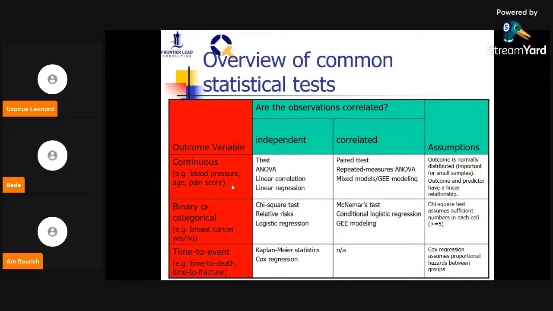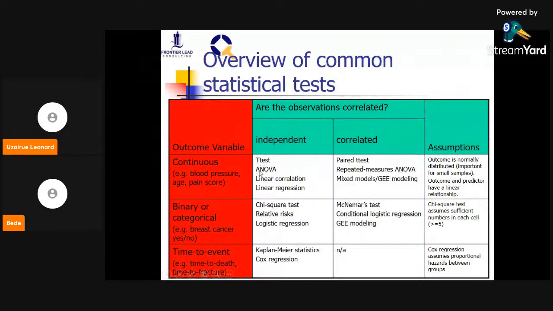Now, the next thing that you need to ask yourself is, are the observations correlated? If they are independent, then you do t-test, ANOVA, linear correlation, then linear regression. Now, we already talked about the conditions to do a t-test. If it's one group, you do a one sample t-test. If it's two groups and normally distributed, you do a two sample independent t-test. But if they are paired, you do a paired t-test.